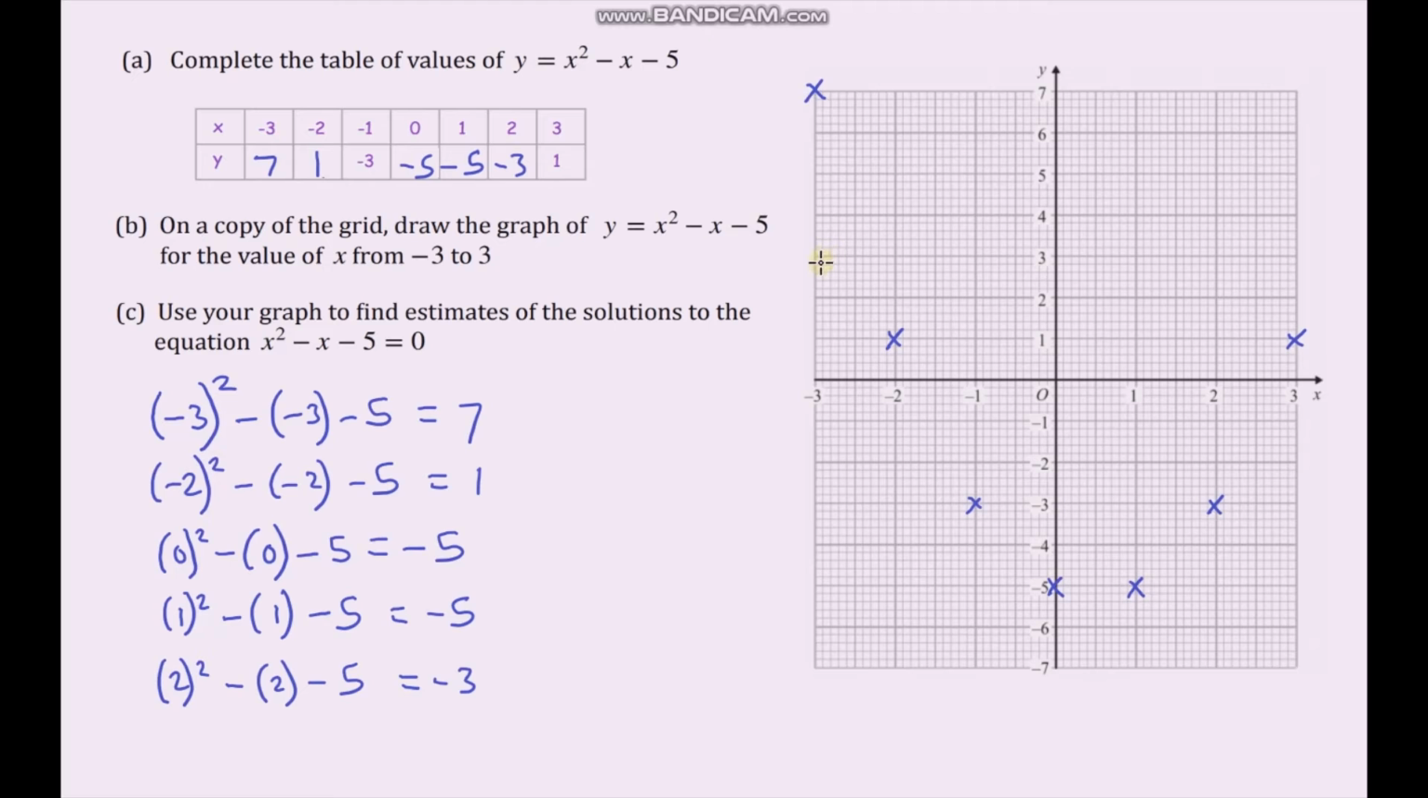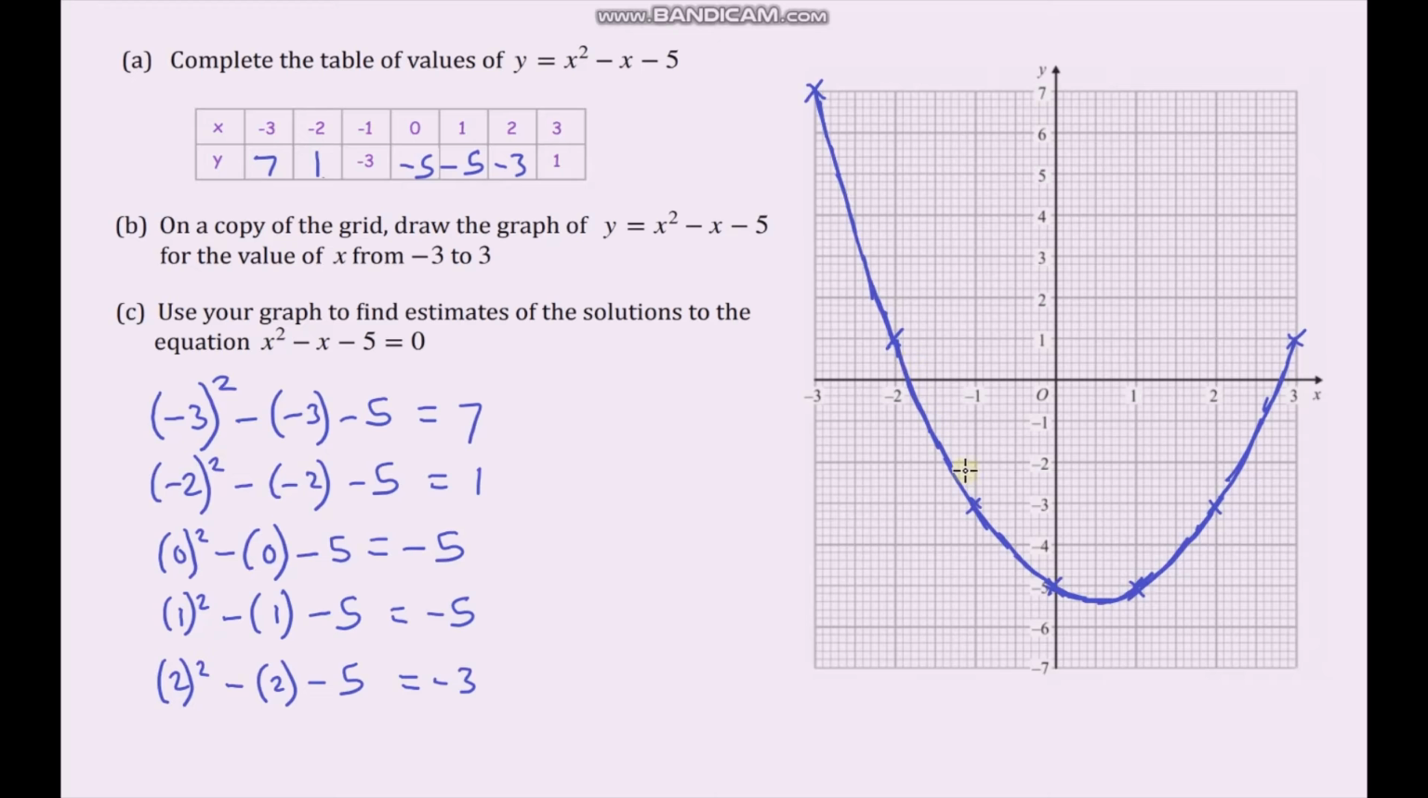And I'm going to try and be as accurate as possible, but we will only be finding estimates to the solution, so don't worry if it's not perfect. So now we've plotted our graph, we need to use the graph to find estimates of the solutions to the equation x squared minus x minus 5 equals 0.